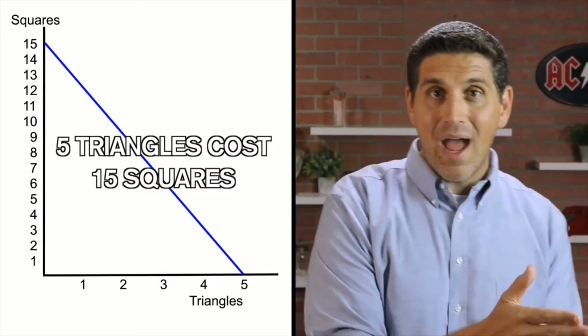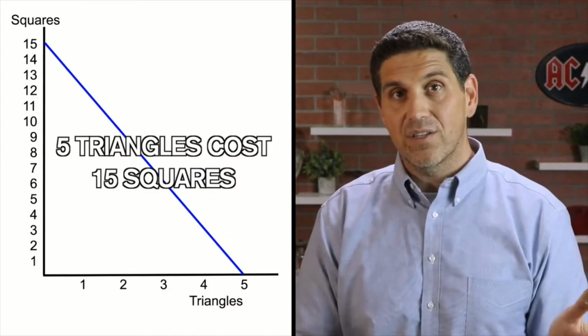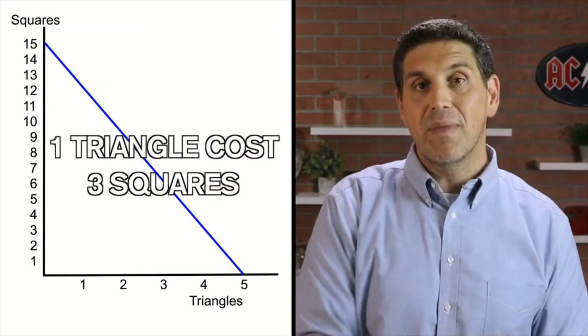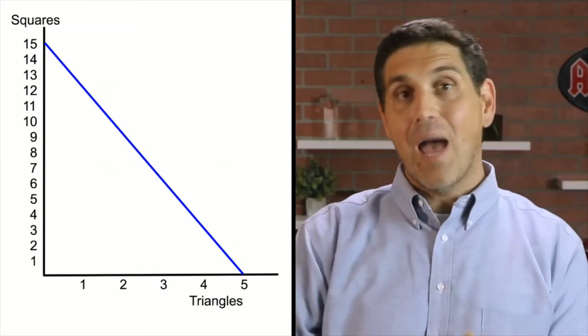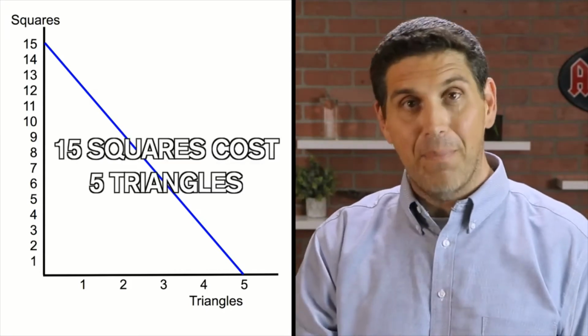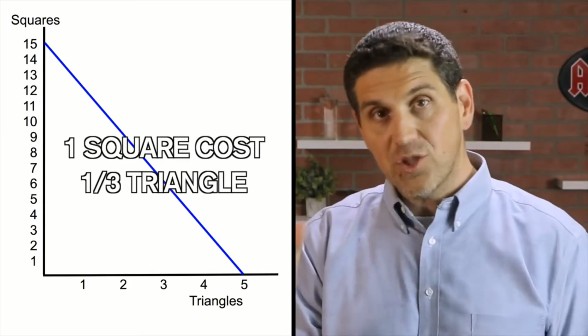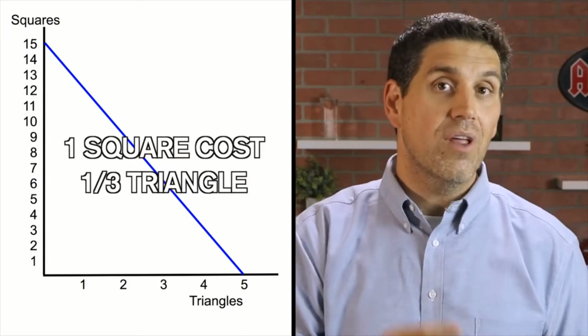Now this goes one step further than the idea of trade-offs. Opportunity cost is the specific number of squares that you give up when you produce a certain number of triangles. In my case, I gained 5 triangles, but it cost me 15 squares. So each one triangle cost me 3 squares. Now if I put all my time in producing squares, then I have to give up the 5 triangles. So each 1 square cost me 1/3 of a triangle.